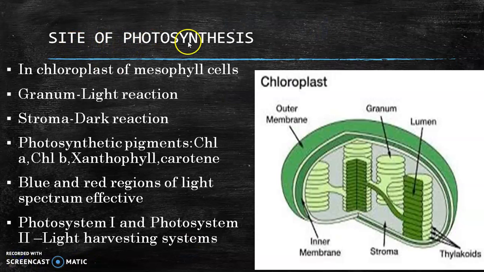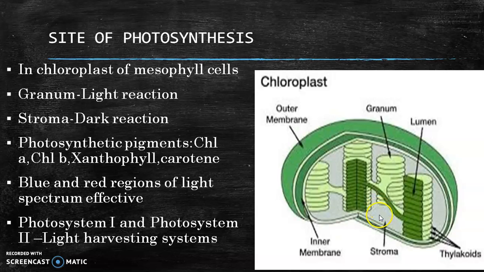The next is the site of photosynthesis. Which is the site of photosynthesis? Chloroplast is considered the site of photosynthesis. It has a double membrane, outer and inner membrane. Inside that you can see coin-like structures. Each coin is said to be a thylakoid, and the piles of coins arranged together are said to be a granum.